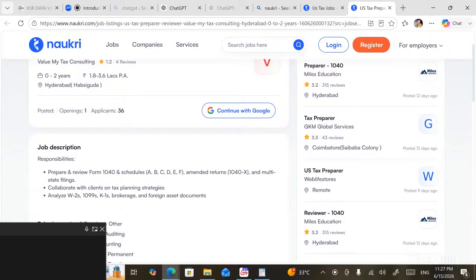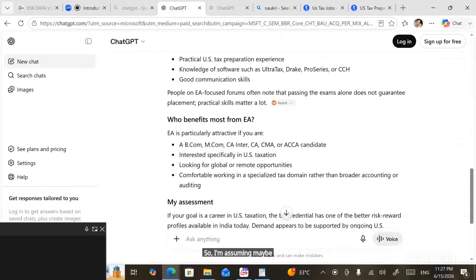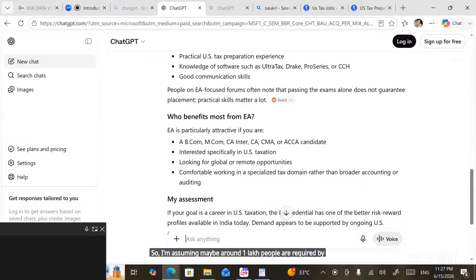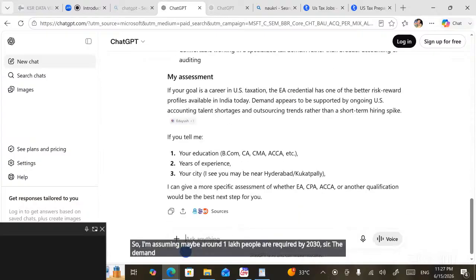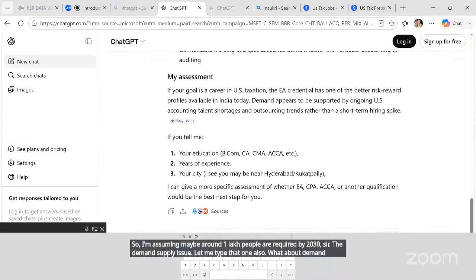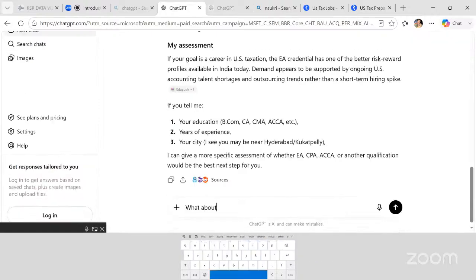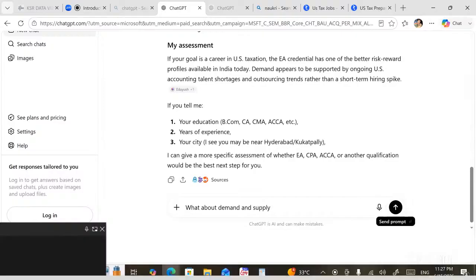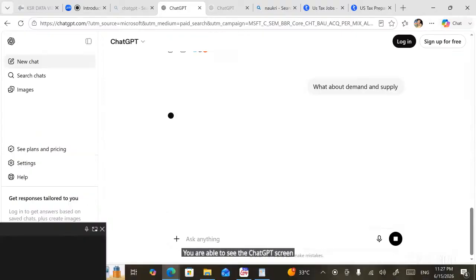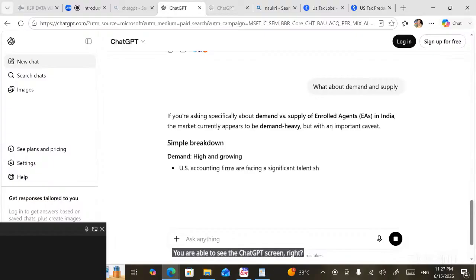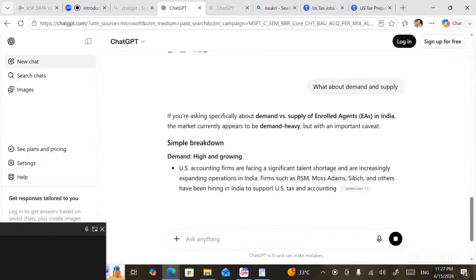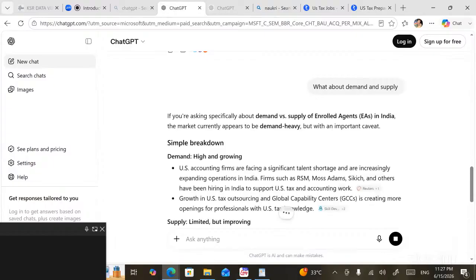Assuming maybe around 1 lakh people are required by 2030, sir. The demand supply issue, let me type that one also. What about demand and supply? You are able to see the ChatGPT screen, right? Yes, sir. You can see, sir.